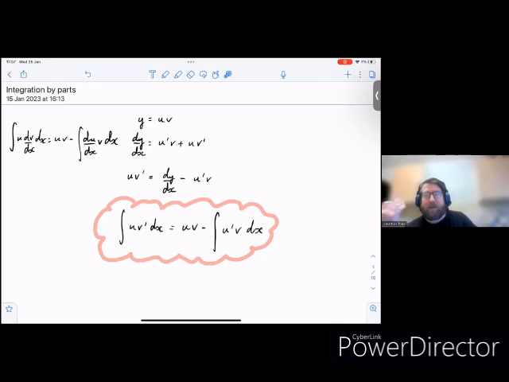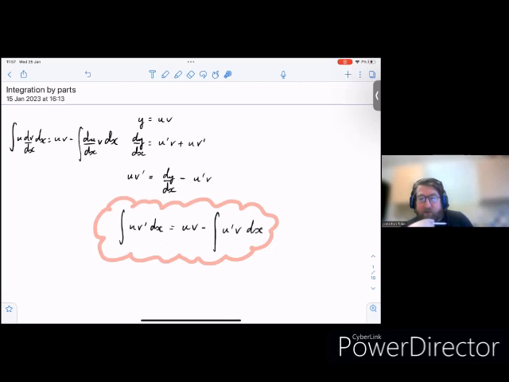Now, to help yourself remember, just look at the patterns in this formula. There's no v dashes in the right hand side. So whichever element you label as v dash, you are going to integrate it. Essentially, you integrate it twice, because you integrate to get v, and then you integrate v again over here.